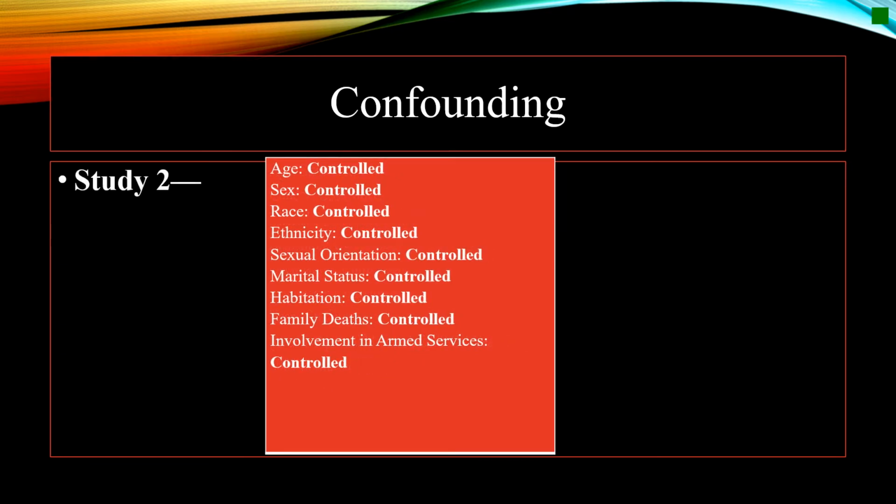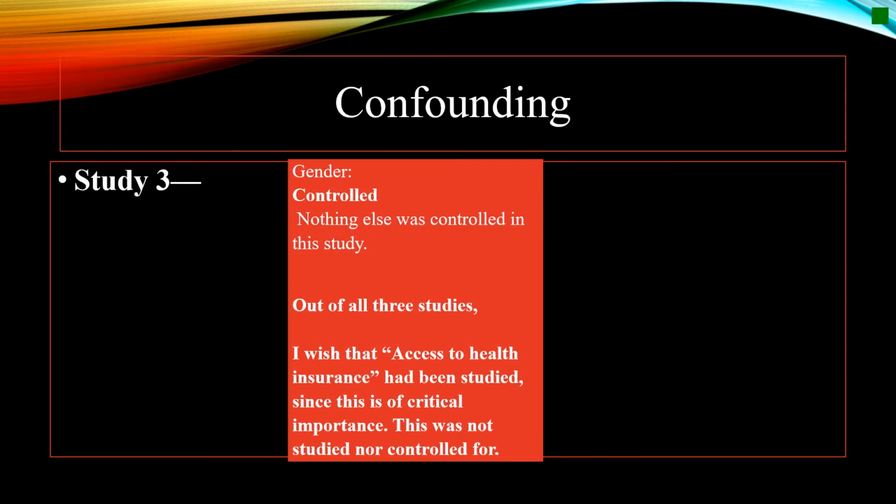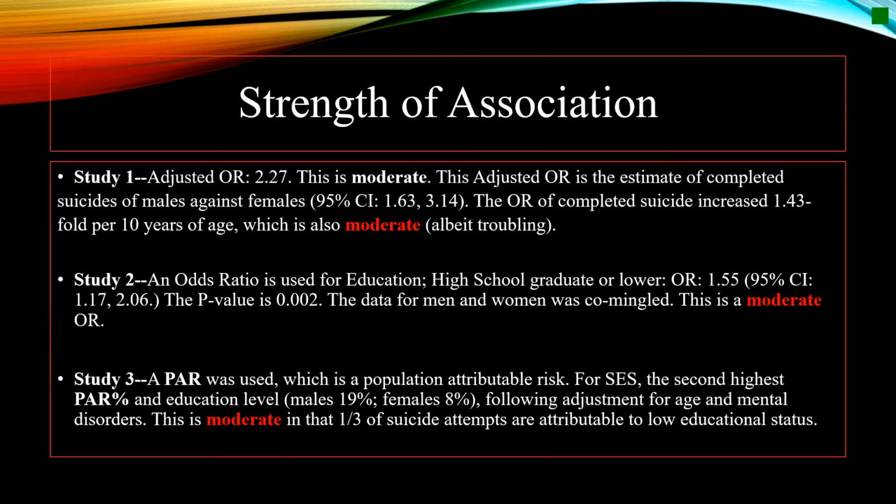Now, for study 2, it was quite similar. The same things were controlled, except there were a couple additional ones like ethnicity, sexual orientation, marital status, habitation, family deaths, and interestingly enough, involvement in the armed services. And for study 3, only gender was controlled. However, out of all 3 studies, I wish that access to health insurance had been studied, since this is of critical importance.